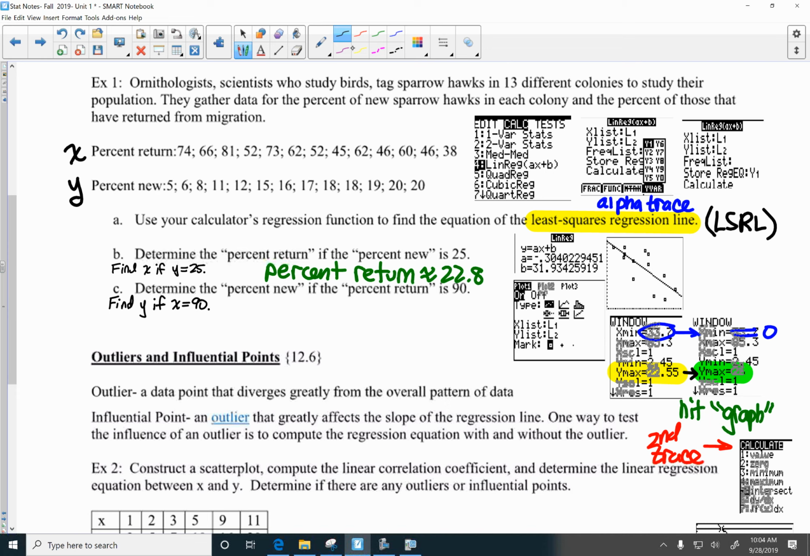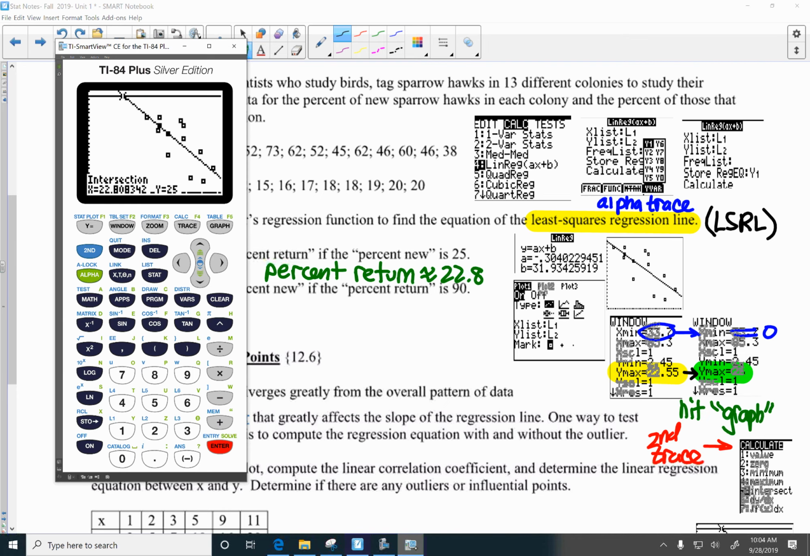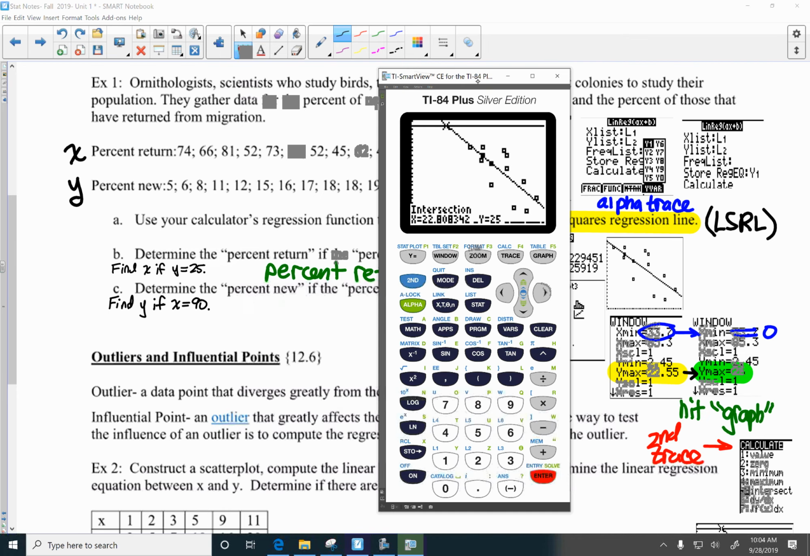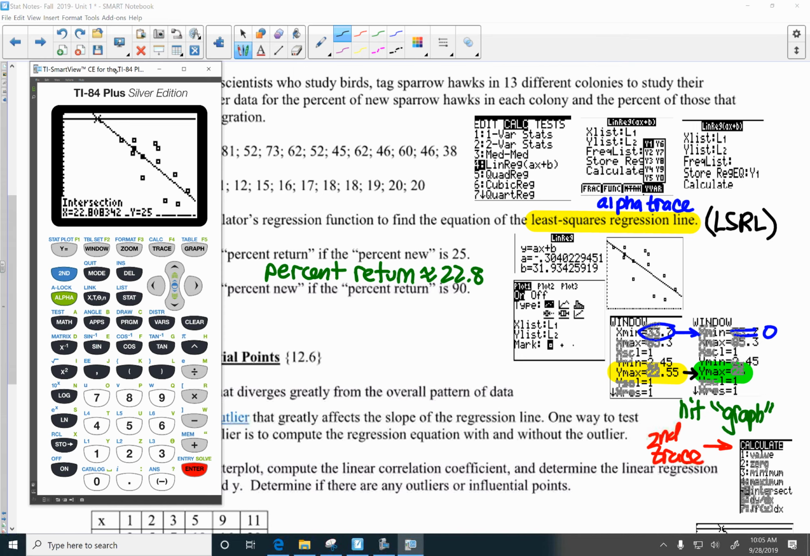So then the next part: determine the percent new if the percent return is 90. It's a much easier process. There are a few different ways of doing it, but I'm going to go with the easier way. I can't emphasize this enough: the ways I'm showing you are the easy ways, even though it may not look like it. That's the easy way, I promise you.